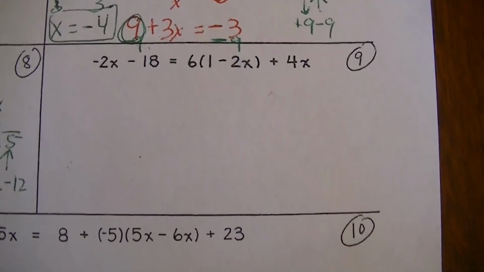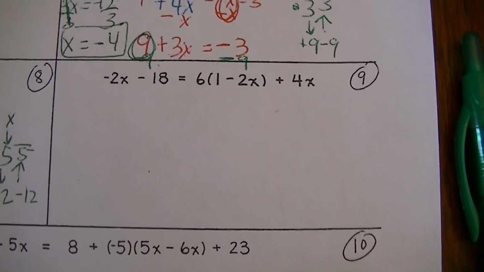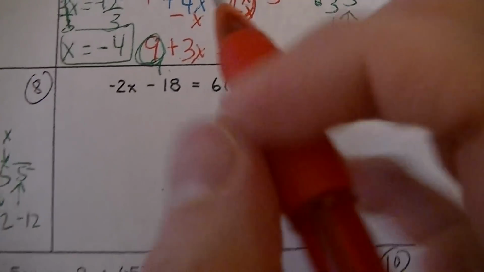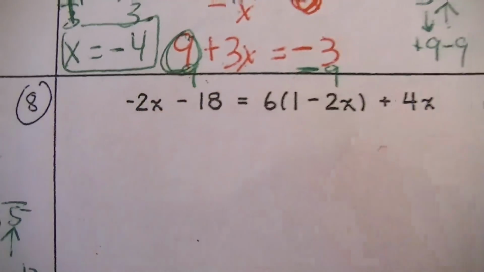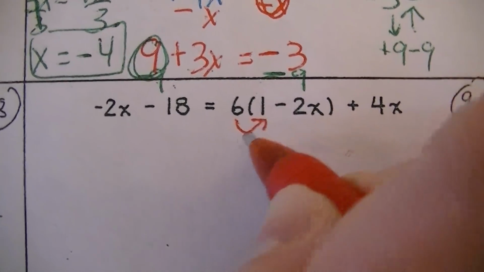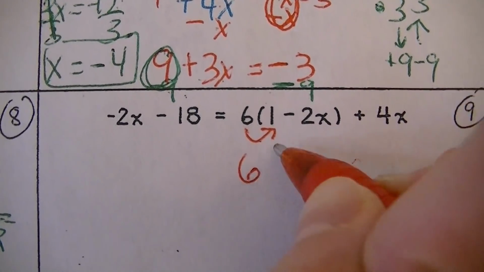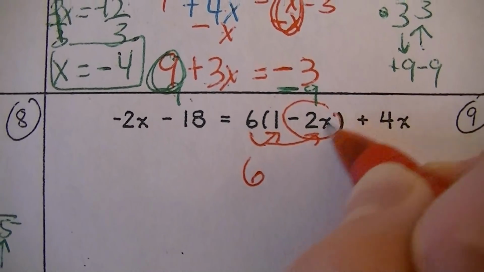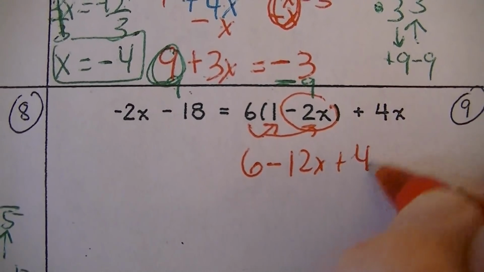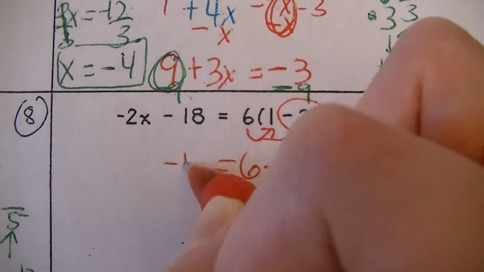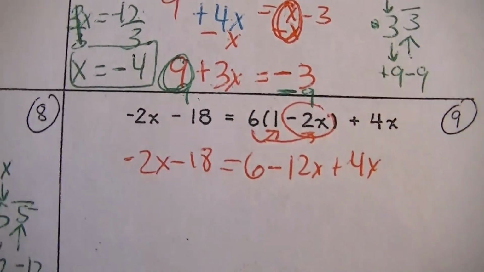Number 9. Okay, so I'm going to go ahead and on this side I don't see that I can combine any terms. Over here, let's see, we got to use a distributive property. So 6 times 1 is 6. 6 times a negative 2x is a negative 12x. Then bring down your plus 4x and bring everything else down just like you see it.